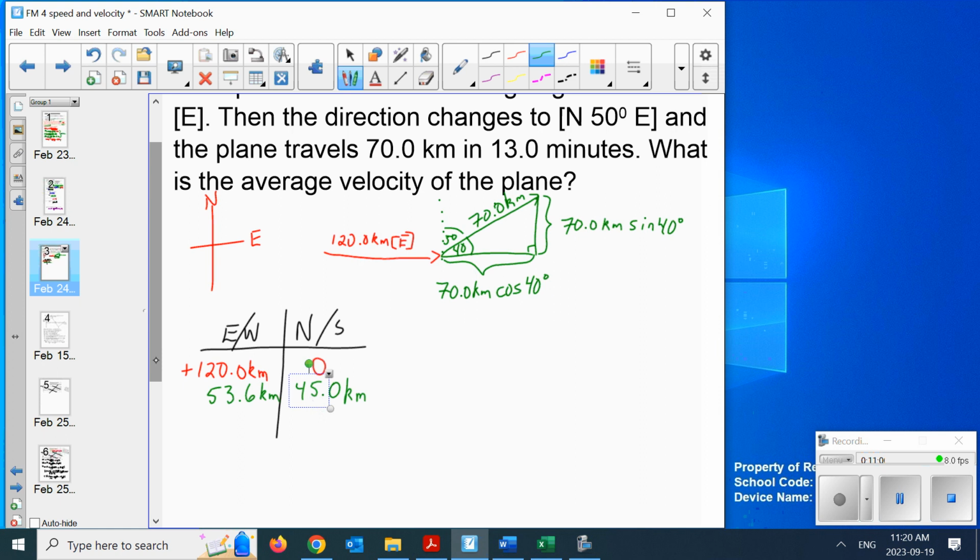The rest is just written. They're both positives. I didn't put the positive sign into it. The positive meaning east, positive meaning north. Let's add them. Okay. 120 plus 53 is 173.